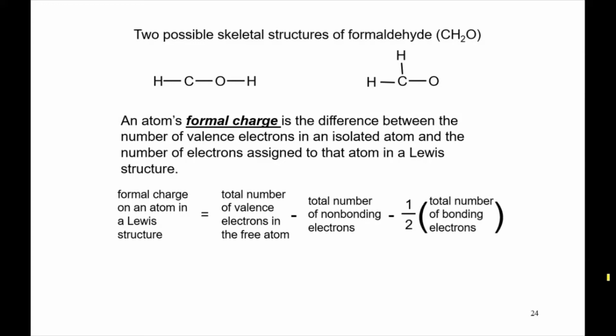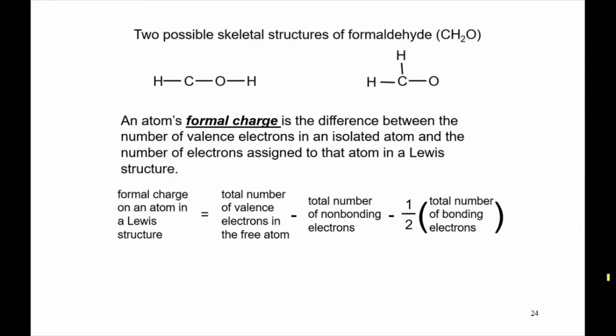So if I have a structure, I count the number of valence electrons that element has. I subtract all of the lone or non-bonding electrons that are on that atom, not the whole molecule, but just that one atom. And then one-half of the bonding electrons, because remember we said that each bonding pair, we're going to assign one electron to one of the atoms and the other electron to the other atom.